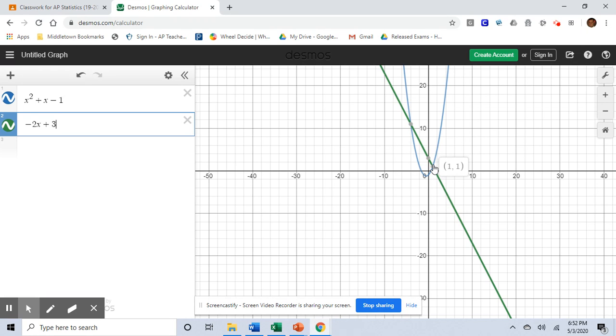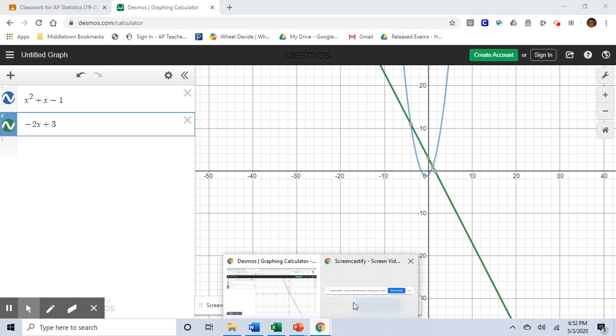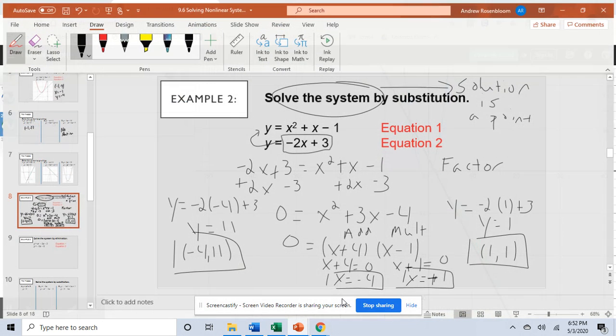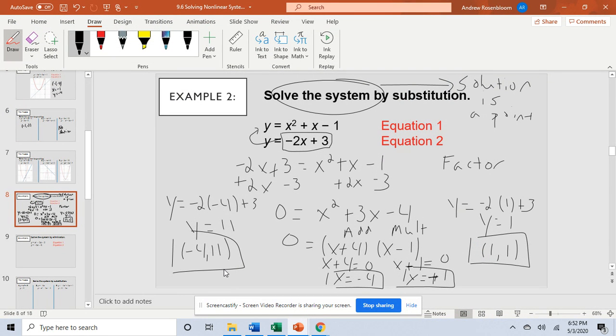So obviously Desmos and graphing is the easiest technique here, but you're not always going to have the luxury of using Desmos. You could use a graphing calculator as well, but you might not have one, so it's important to use some of these other techniques as well. So that's how substitution would work. But again, you can always just check your answers using Desmos.